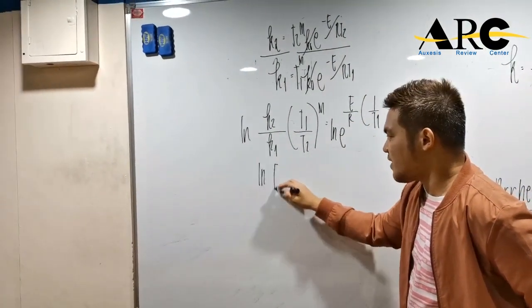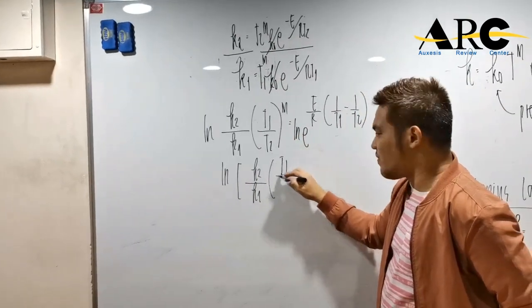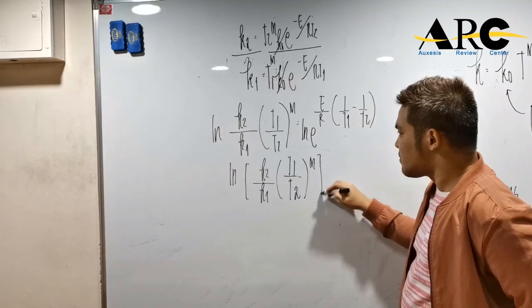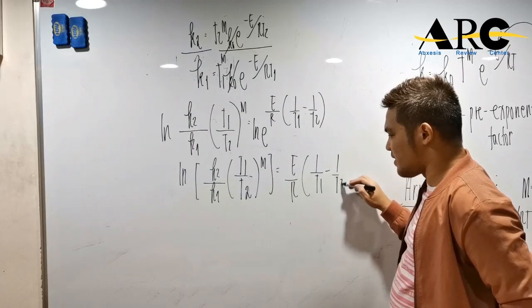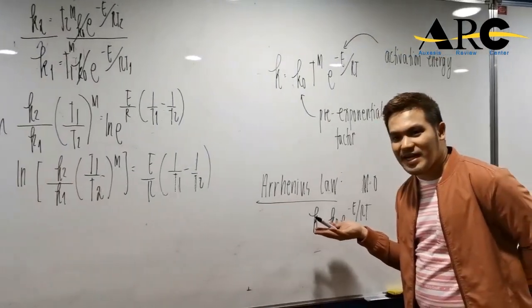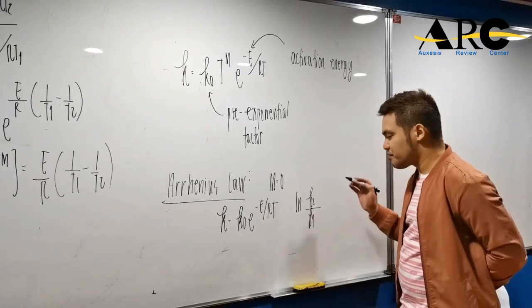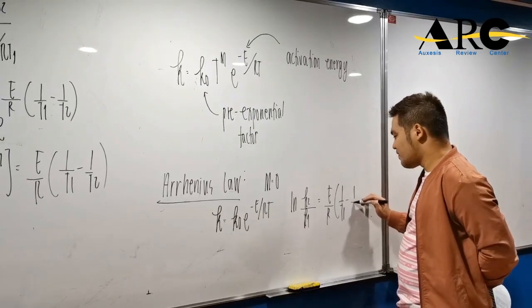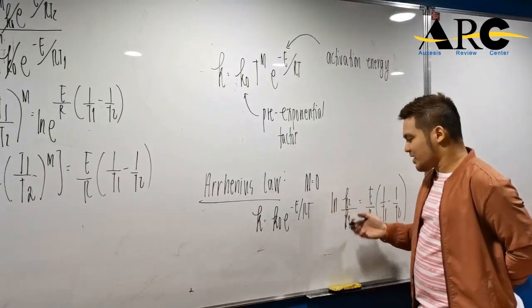So, final equation. So, ln K2 over K1 times T1 over T2 raised to M, which is equal to E over R times 1 over T1 minus 1 over T2. So, ibig sabihin, if M is 0, yung formula na gagamitin natin for Arrhenius law is ln K2 over K1, which is equal to E over R times 1 over T1 minus 1 over T2.